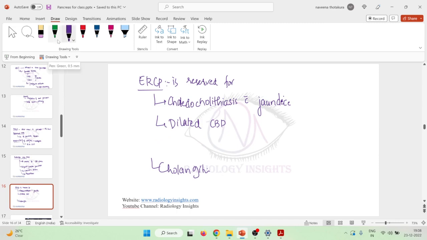So these are the different investigations which can be done for acute pancreatitis.